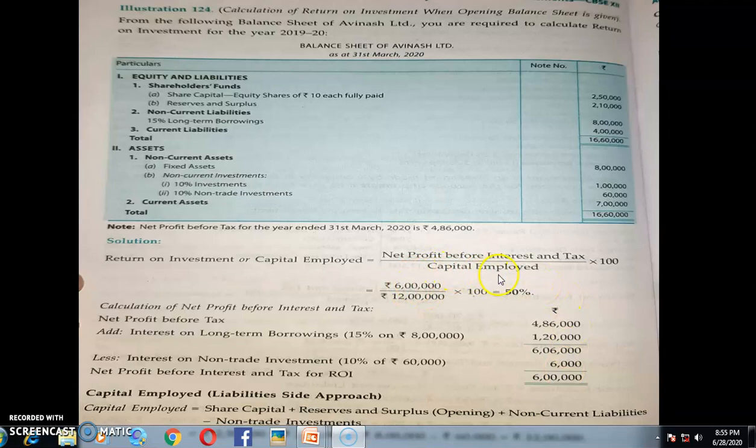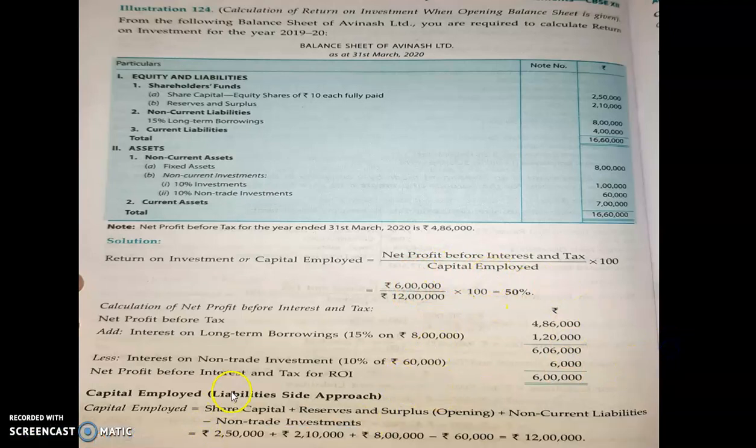And what about the capital employed? You know about the two approaches. Okay, so let us move with the liability approach first. Capital employed is equal to share capital. Where is the share capital? Here you can see share capital. How much amount? 2,50,000. Write down over here. Then reserves and surplus. So look here, reserves and surplus 2,10,000. So that you can write over here.